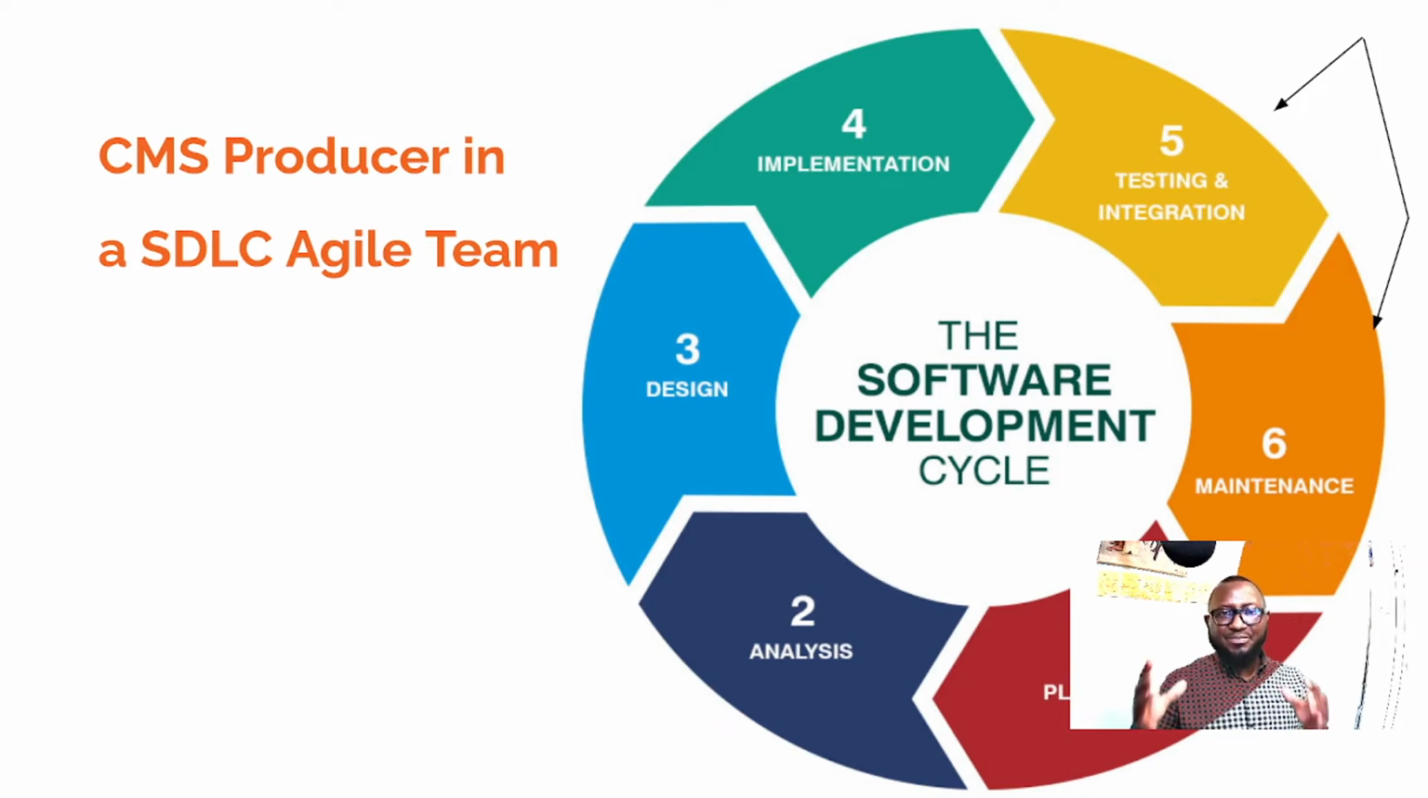So typically, you need the web producer in two phases, the fifth phase and also the sixth phase. So they are very important. The web producer seems to be the only person, or maybe one of the few, that actually spans two phases within the SDLC agile life cycle. So let's go to the next point.